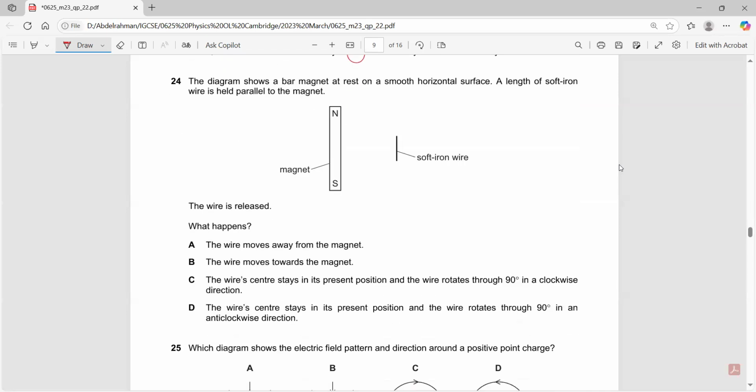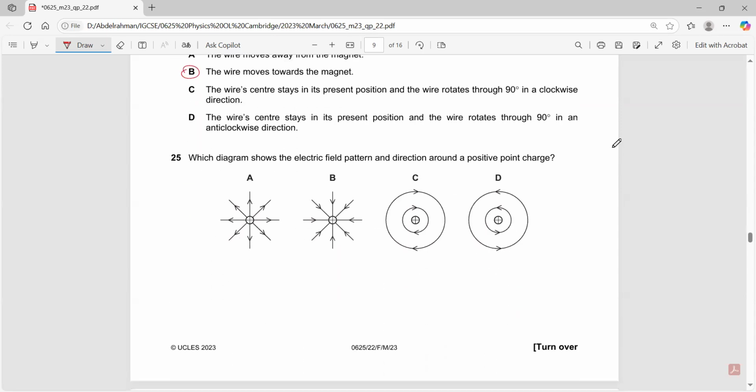Diagram shows a bar magnet near a soft iron wire. What happens when the wire is released? Isn't this iron? Yes. And it's near a magnetic field. So if I have iron near a magnetic field, what would happen to this iron? It would be attracted to the magnetic field, so it would move towards the magnet.